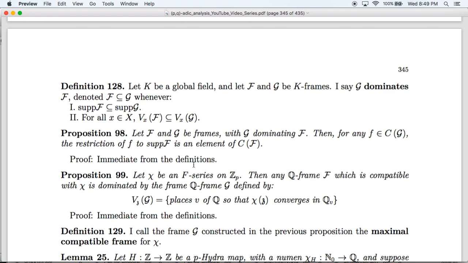Then any Q frame big F, which is compatible with chi, is dominated by the Q frame G, defined by Vz of G equals the places of V of Q, so that chi Z converges in QV. This construction here is what I was talking about before when we were doing that big messy analysis with the system of equations. In general, you get what I call the maximal compatible frame for chi. It's where you throw in all of the places that it converges pointwise.